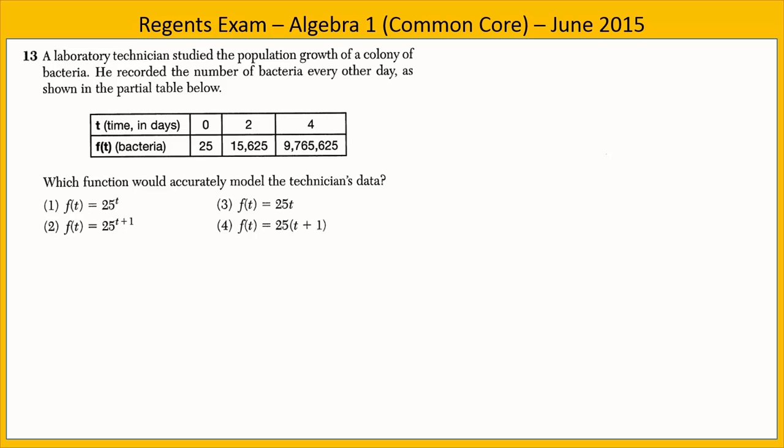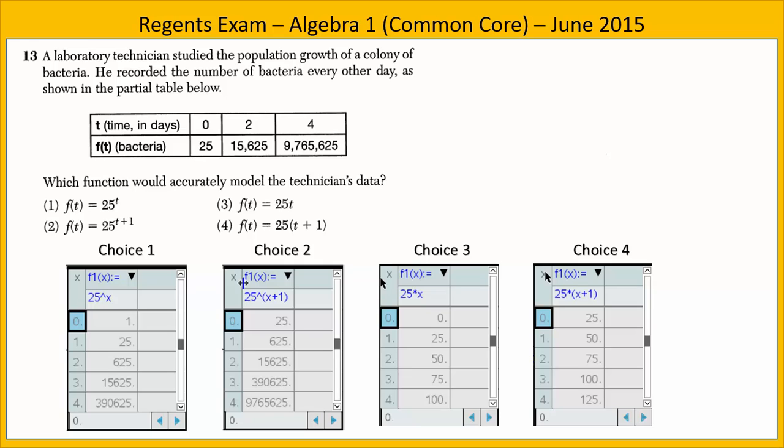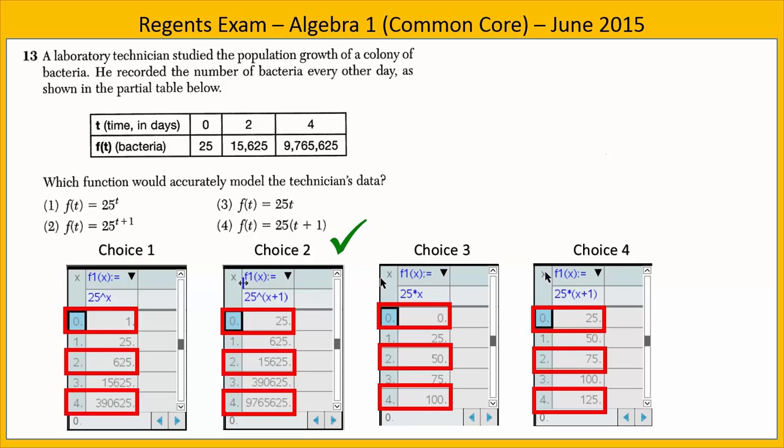The easiest way to solve this problem is to take each of those equations, put them in your graphing calculator, and look at the table of values that goes with it. Which table of values matches the table that the laboratory technician had made? Look carefully at the table and notice that the one that has the matching values at 0, 2, and 4 is choice 2. F of t equals 25 to the t plus 1 power. And so we've identified choice 2 as our answer.